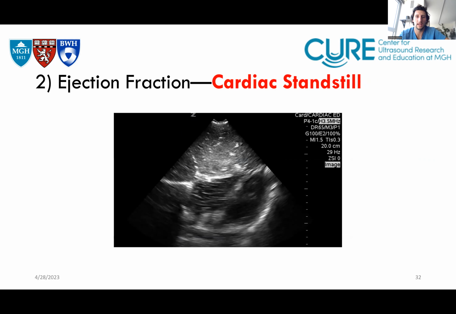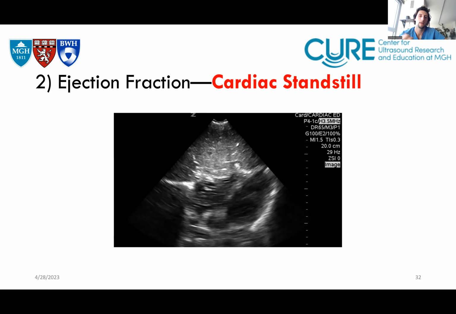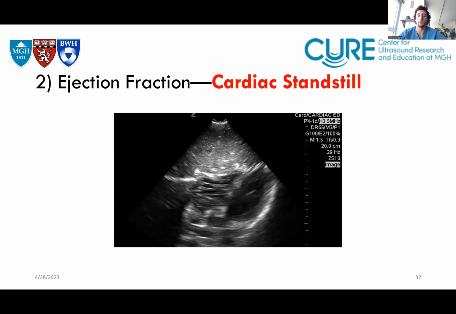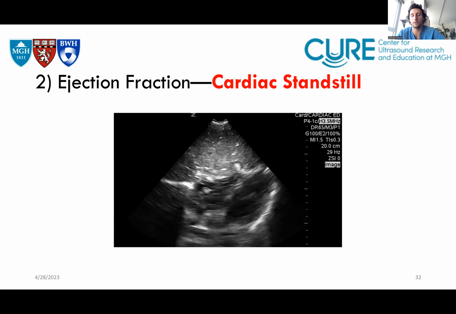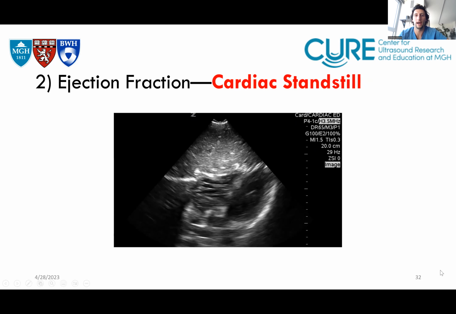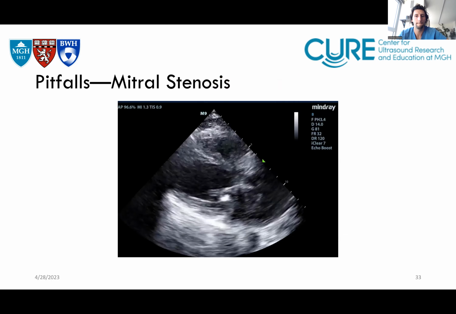So say somebody is getting CPR, we're in a code situation, you're doing a pulse check, and while you're checking for the pulse, you put the probe on the subxiphoid area to look at the heart, and this is what you see. This is cardiac standstill, no cardiac activity. It's not a good sign.